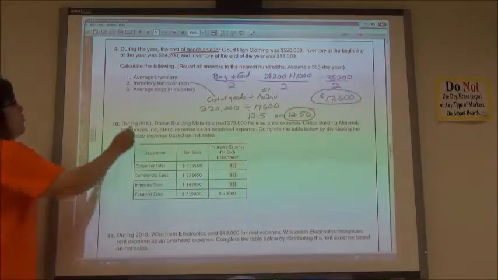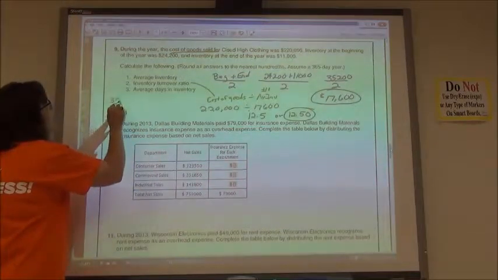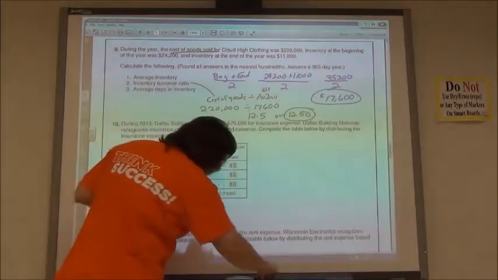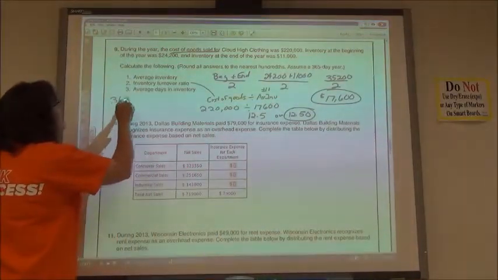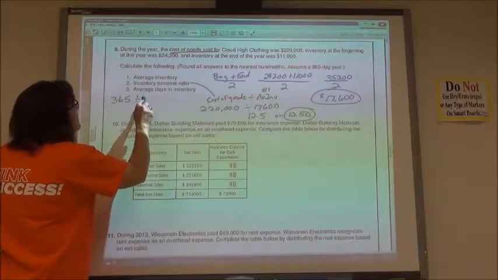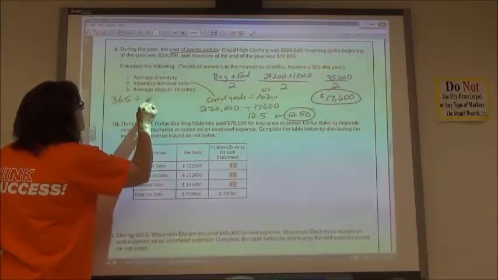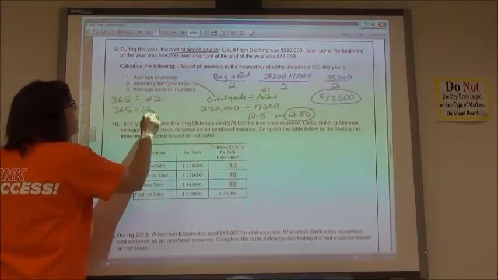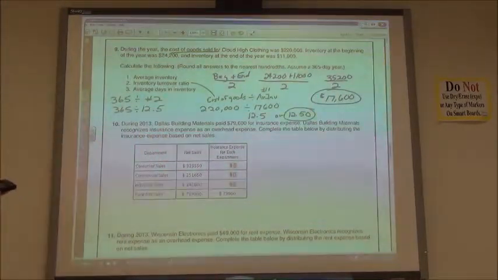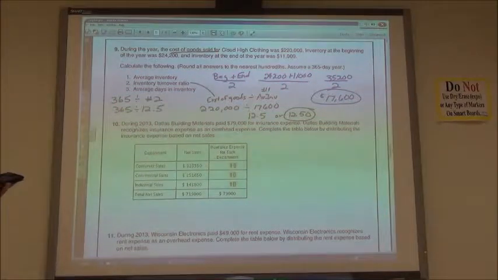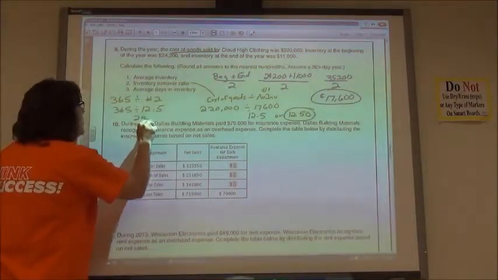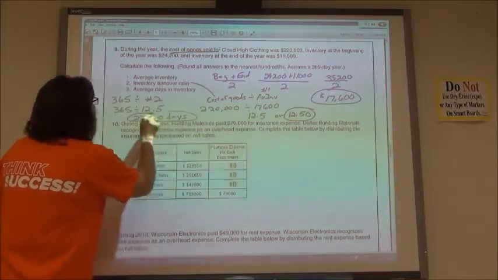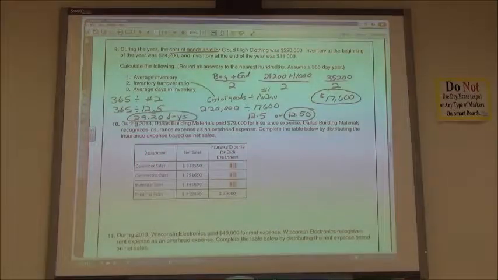Average days in inventory then. For the average days in inventory, we're going to take the 365 days in a year divided by the inventory turnover ratio, the answer to number 2. So 365 divided by 12.5 gives us 29.2, or 29.20 days for our average number of days in inventory.